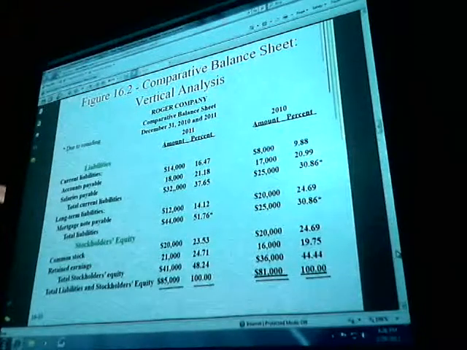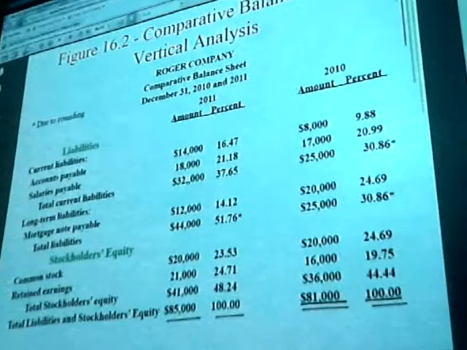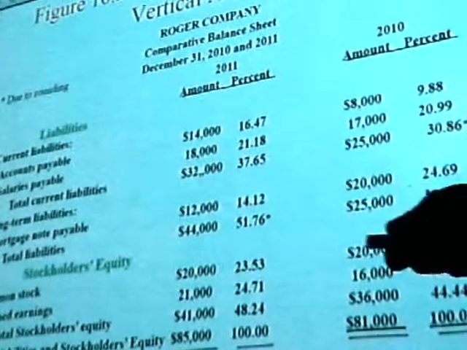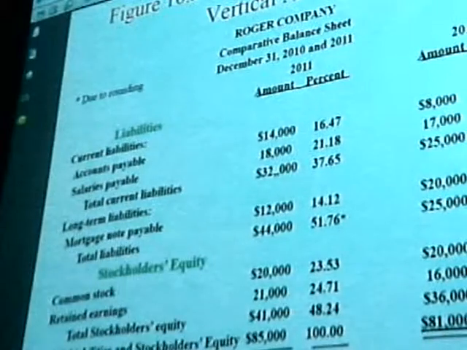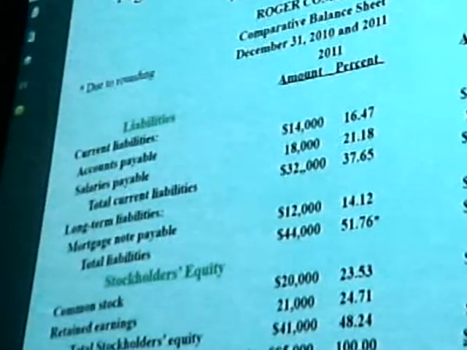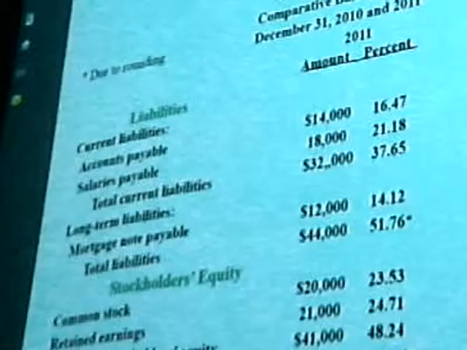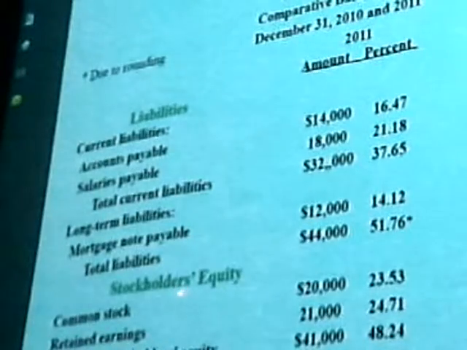All right, what's going on here? Okay, this is the rest of the balance sheet. Now, we did the assets. What do we have left? Liabilities and owner's equity.